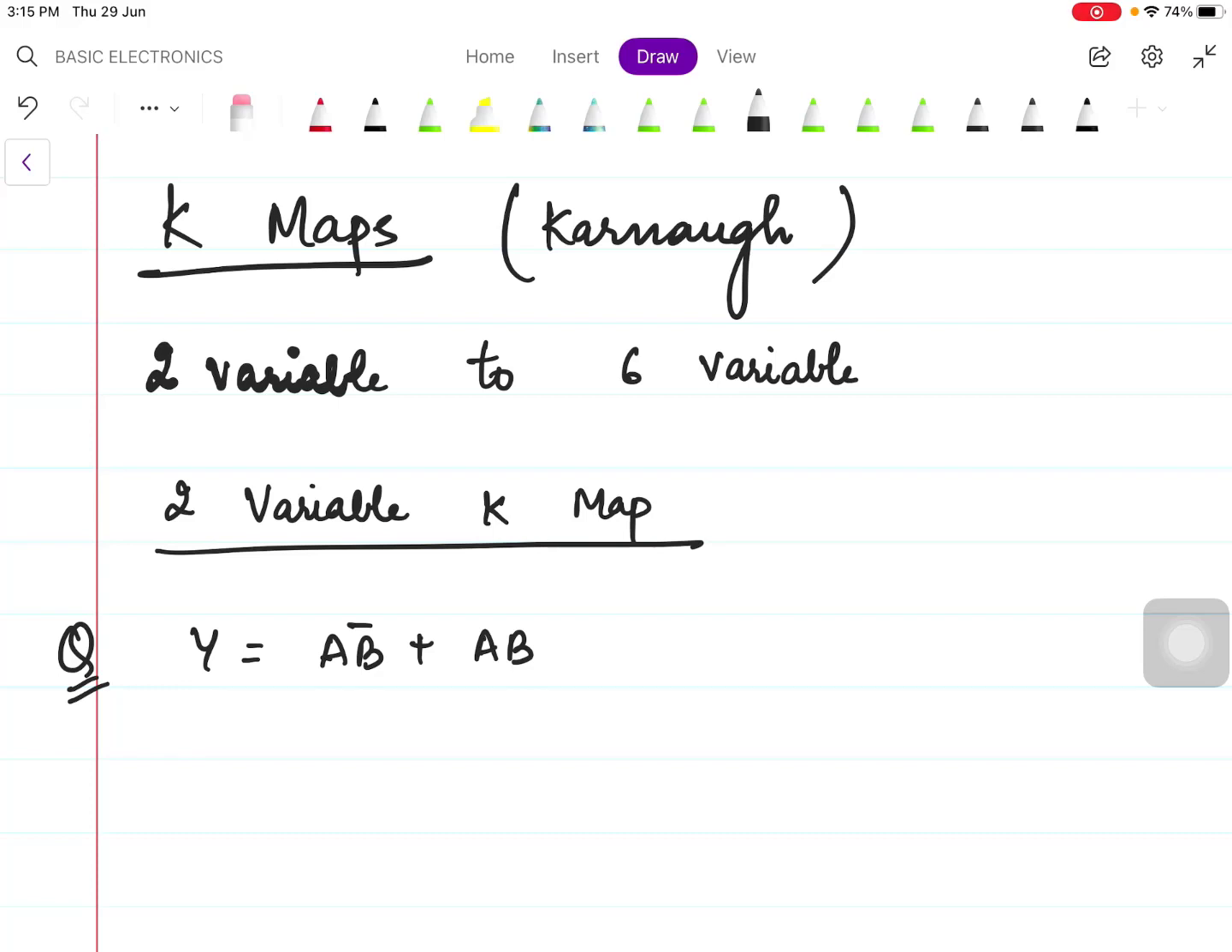First of all, looking at any expression, you have to see whether it is of 2 variable or 3 variable or 4 variable, 5 variable or 6 variable. As you can see in the given expression, there are only 2 types of variables, A and B. So it is a 2 variable K-map.